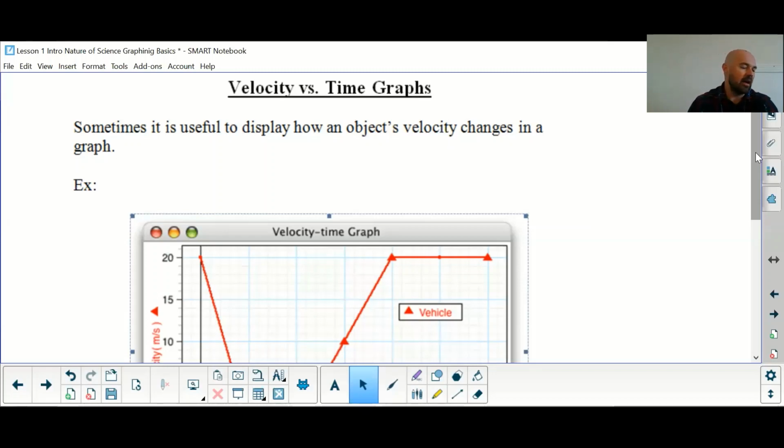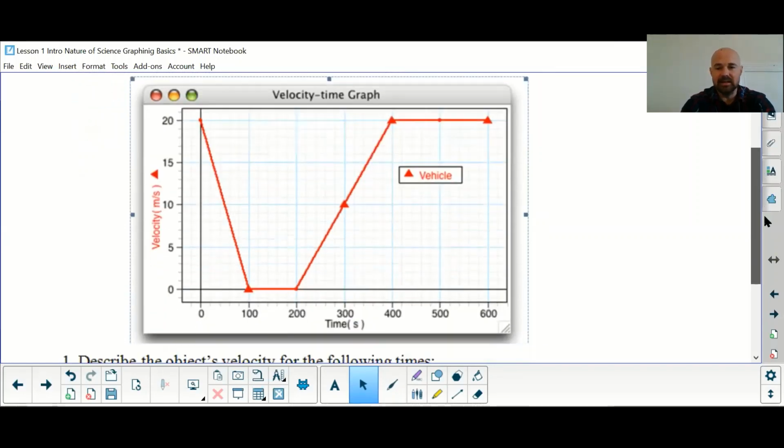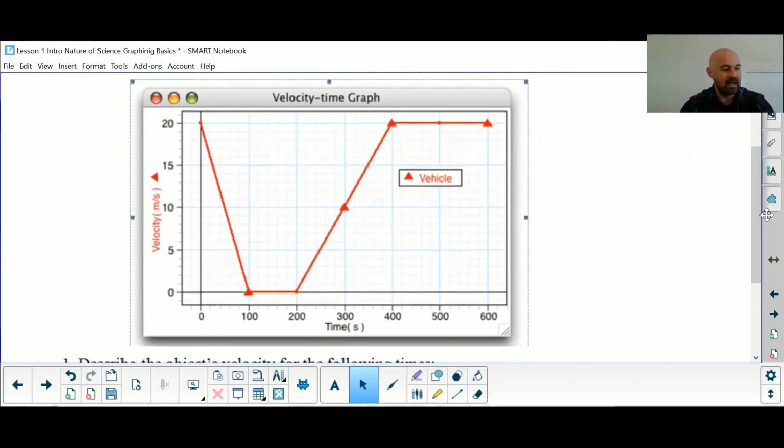There's a chart or graphic organizer that we're going to fill in at the end to hopefully help you with that. Again, this example problem is on D2L, under velocity versus time graph example. Sometimes it's useful to display velocity versus time. This graph is showing you the velocity of the object as time goes by.